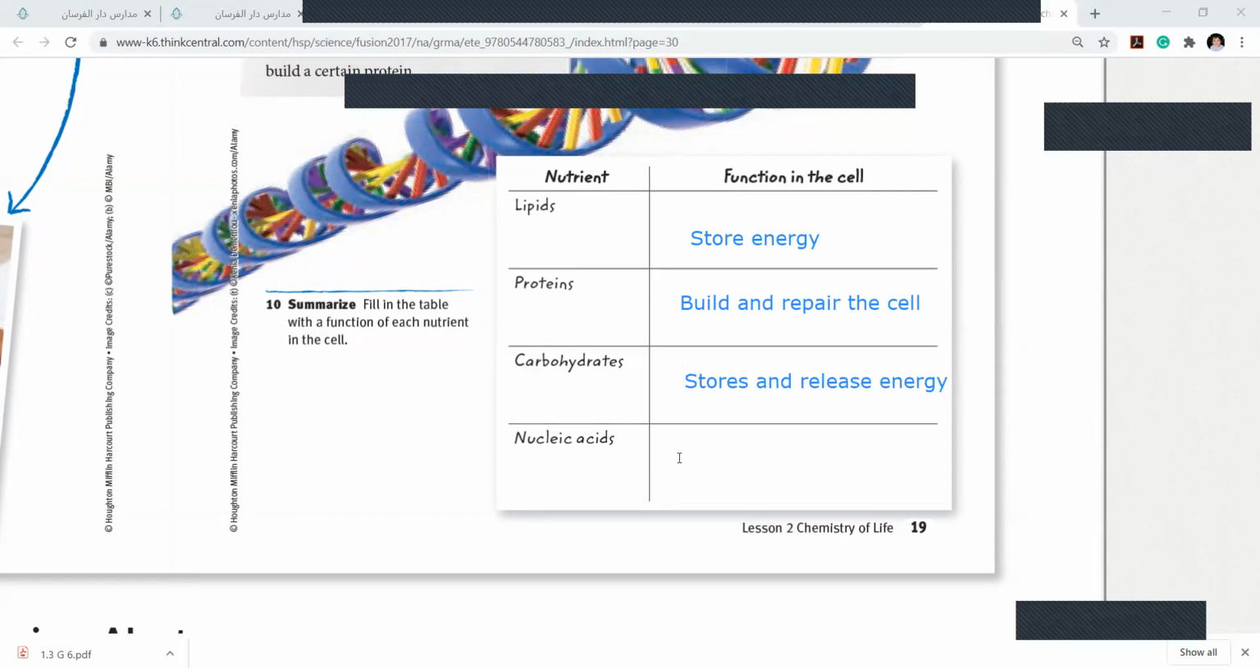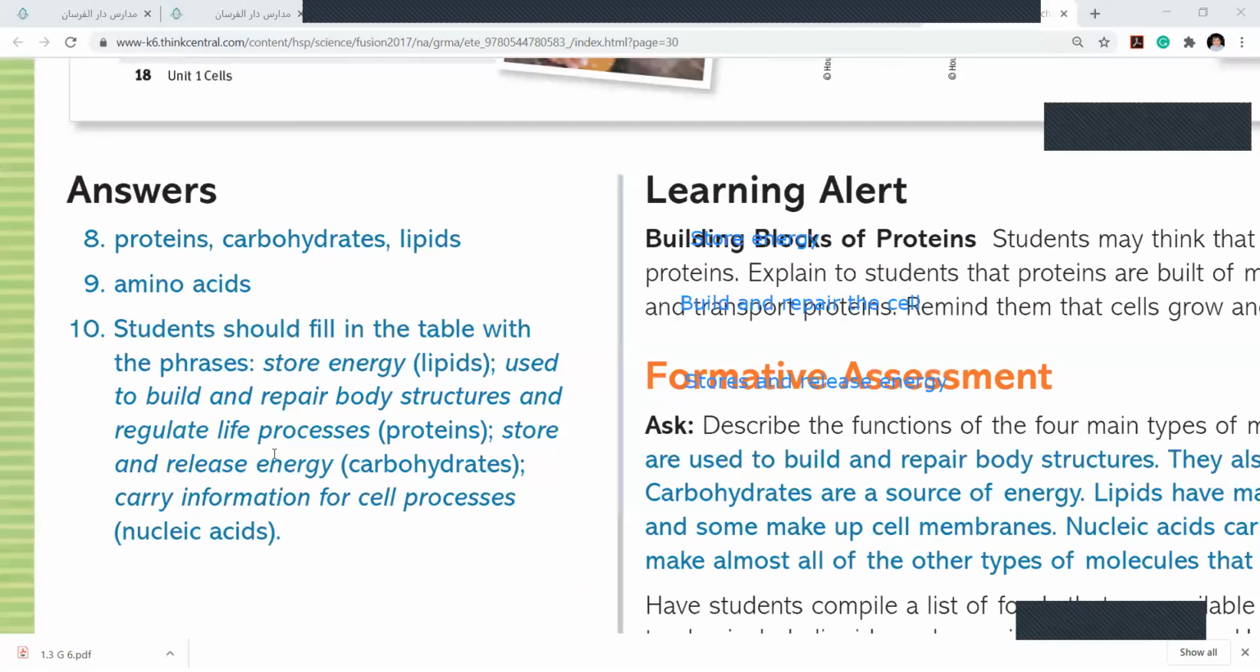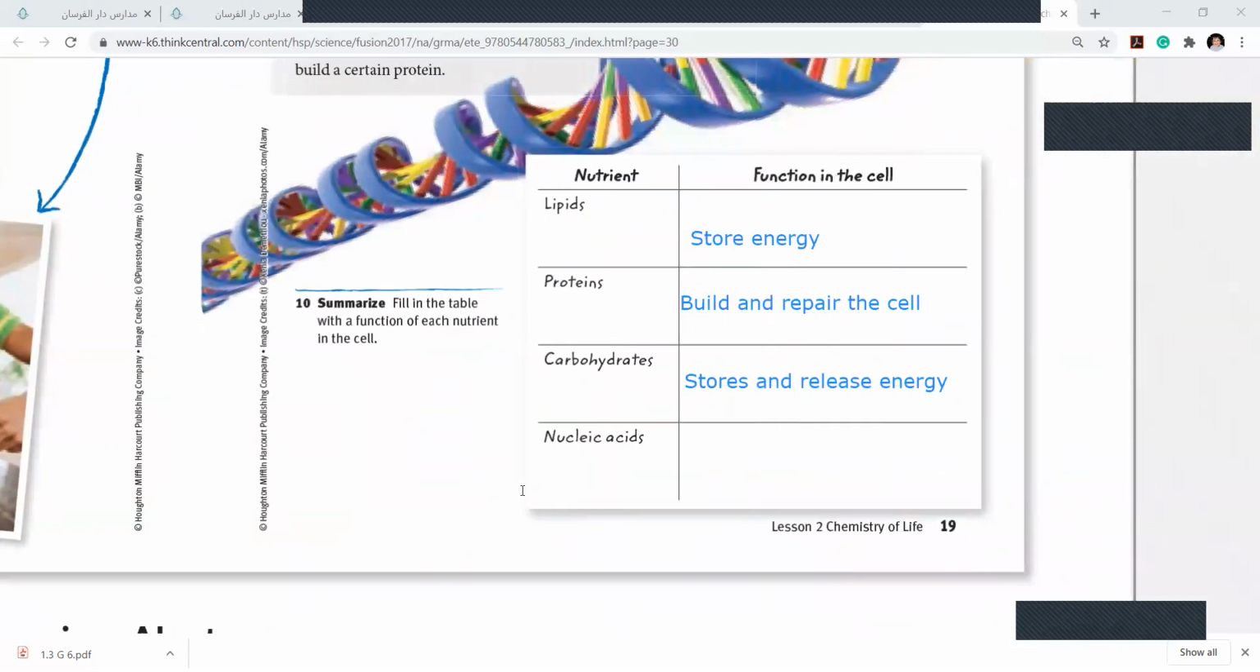Now, finally, what is the function of nucleic acid? It carries information for cell processes, regulates life processes, builds and repairs the cell.